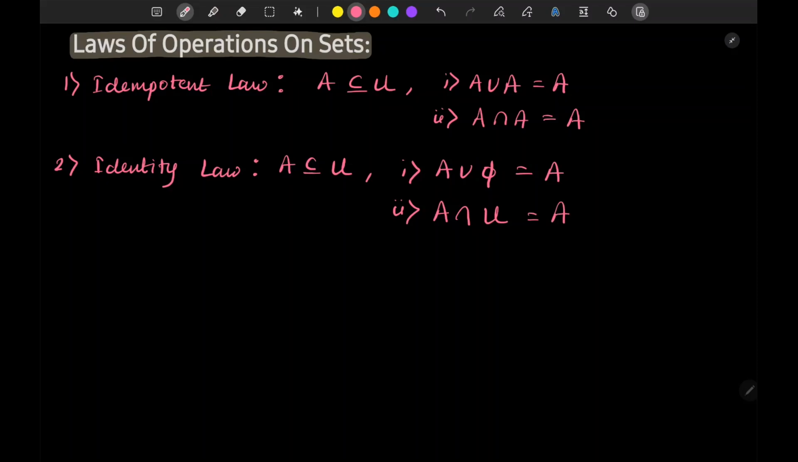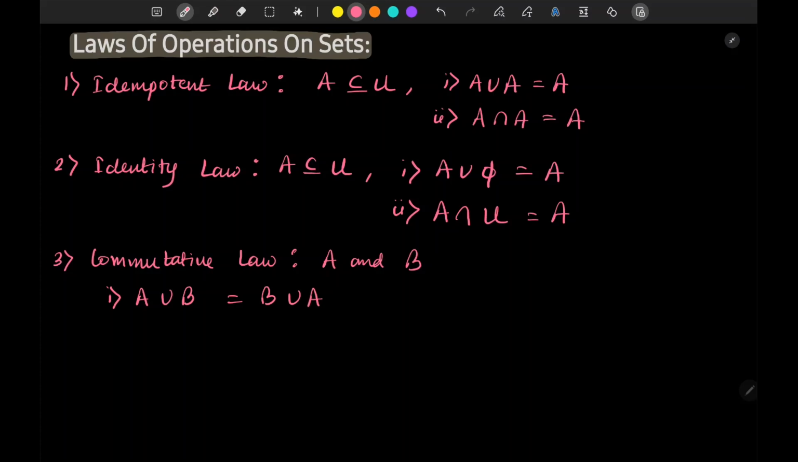The next law is called the commutative law. Now, we have learned about the commutative law in previous classes, and here the commutative law has the same definition. So for any two sets A and B, where A and B are both subsets of U, the union of these two sets is interchangeable. So A union B can be written as B union A. This is the commutative law for union of sets.